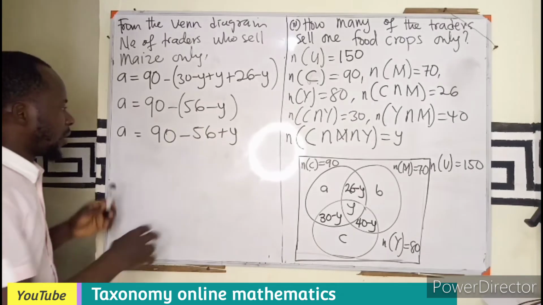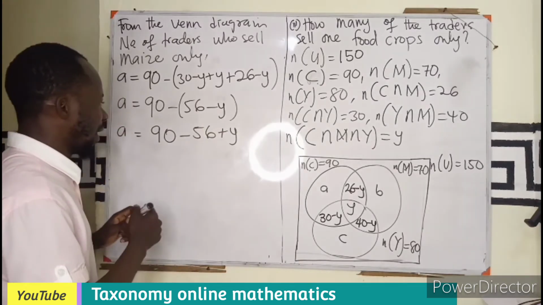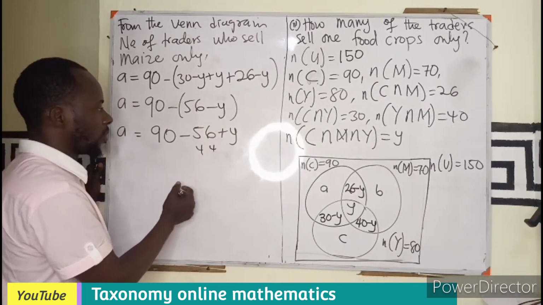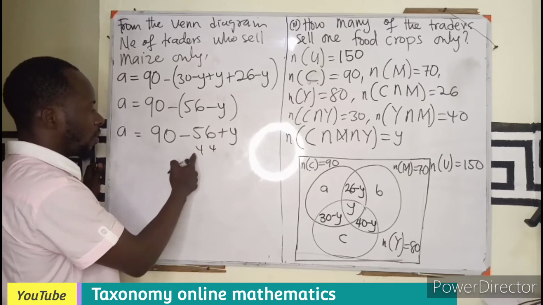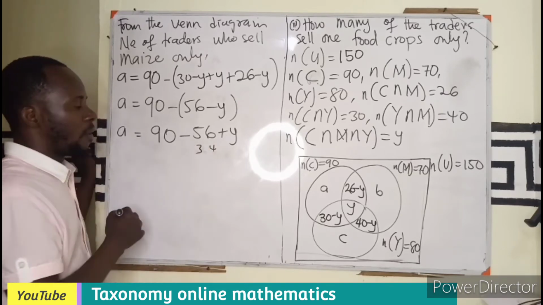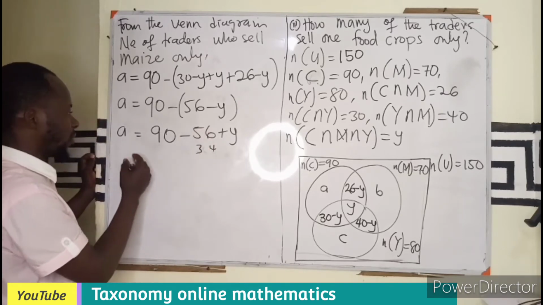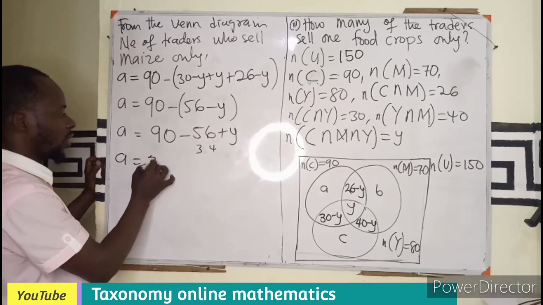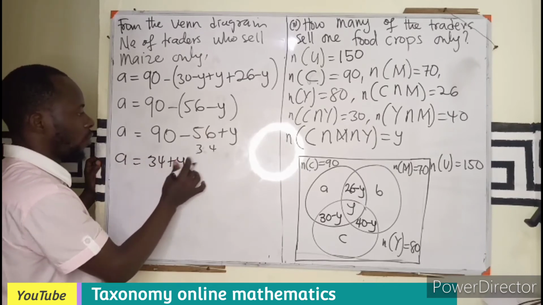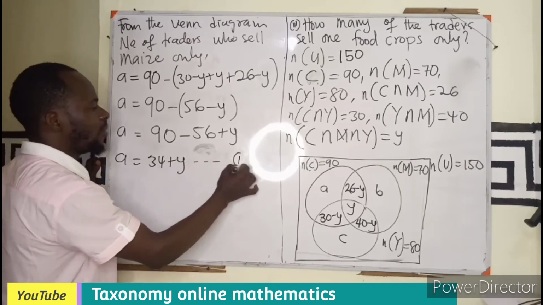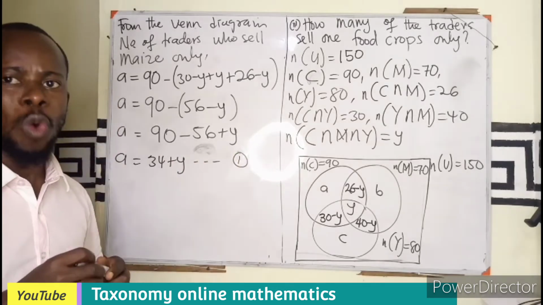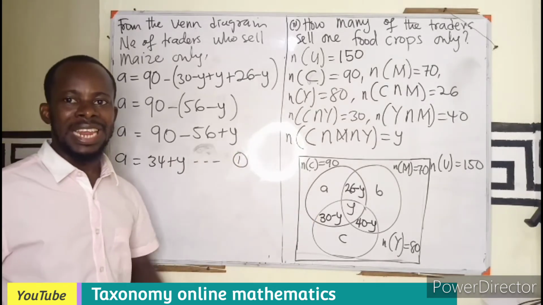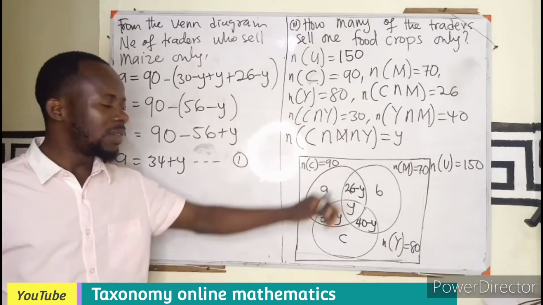Alright, let's subtract this. I think if you have 44 will give us, no, 34. So it means A equals 34 plus y. That becomes our equation 1. That is finding the A. Let's think of the B.